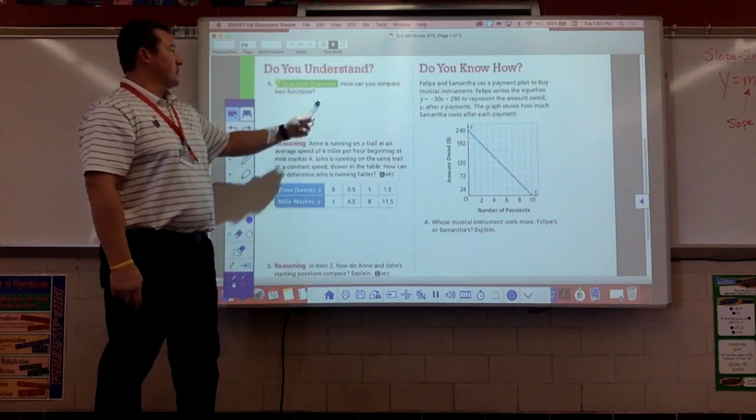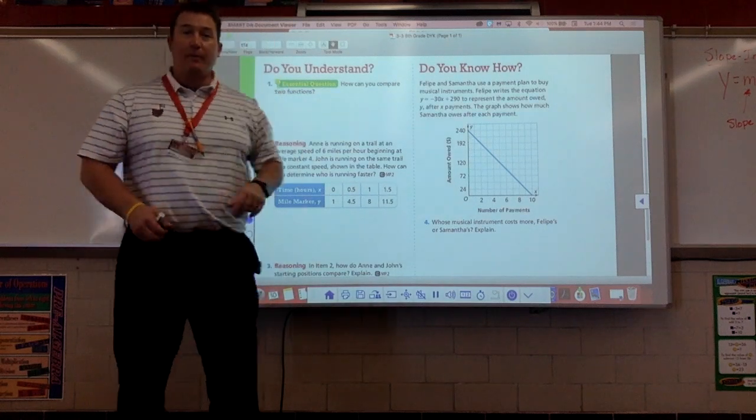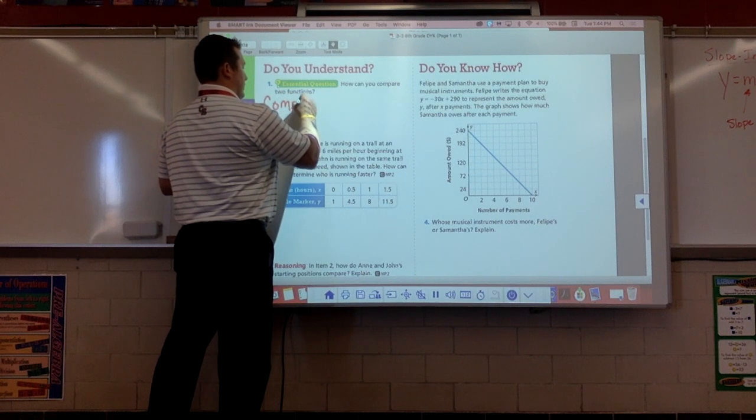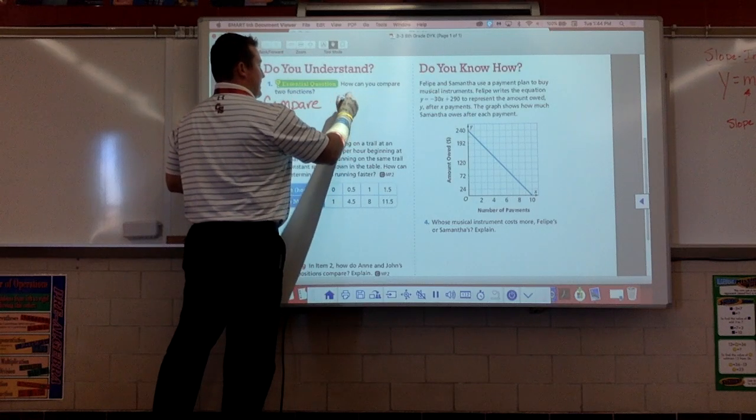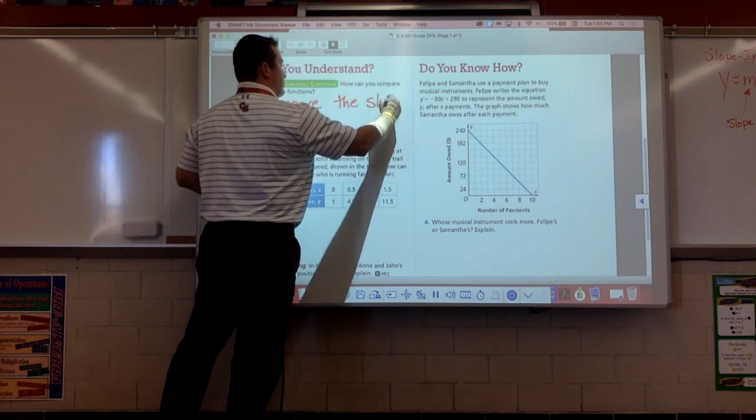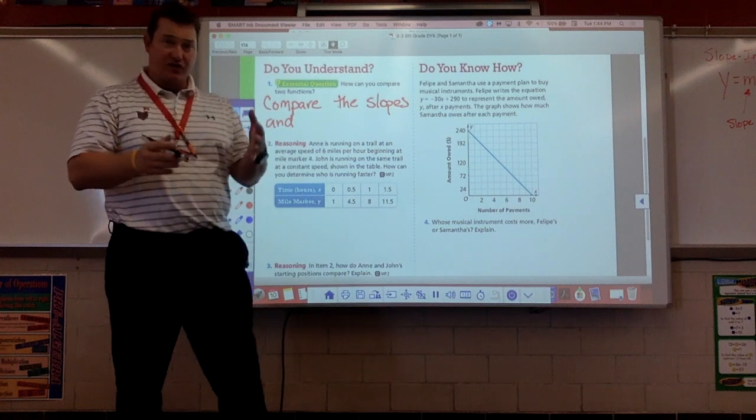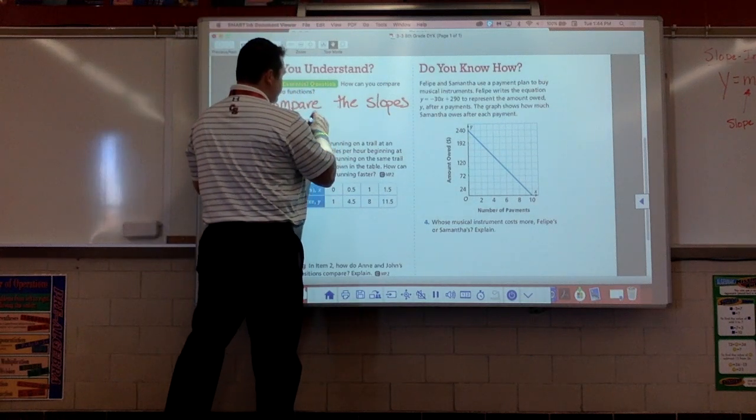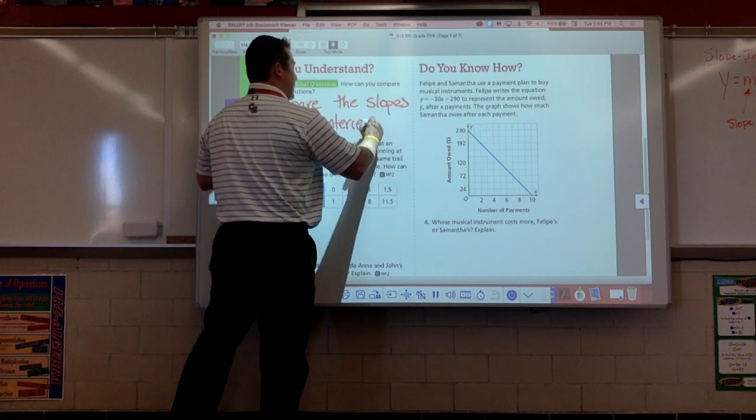Question number one, how can you compare two functions? We can compare them in two things, right? So we can compare the slope and rate of change, right? Compare the slopes and the rate of change? No. Compare the slopes and the initial value. Y-intercept. I was putting y-intercept.